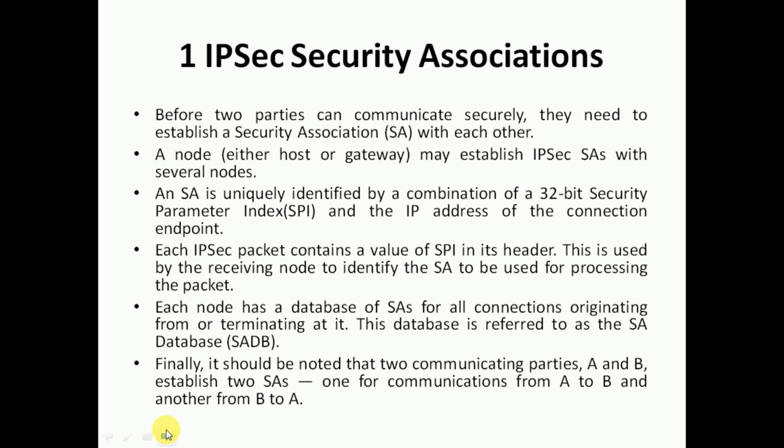So each IPsec packet contains a value of SPI in its header. This is used by the receiving node to identify the SA to be used for processing the packet. Each node has a database of SAs for all connections originating from or terminating at it. So this database is referred to as the SA database. It should be noted that the two communicating parties, A and B, establish two SAs. One for communication from A to B and another from B to A.